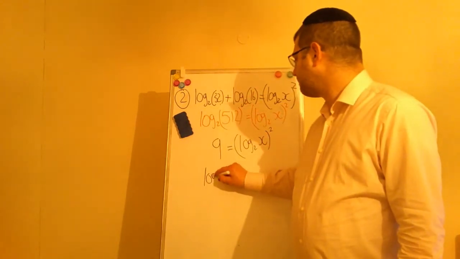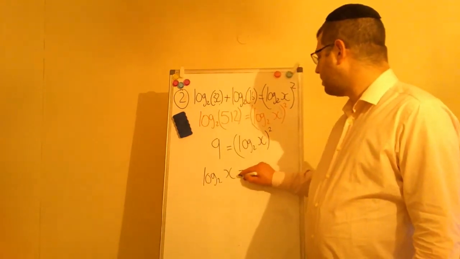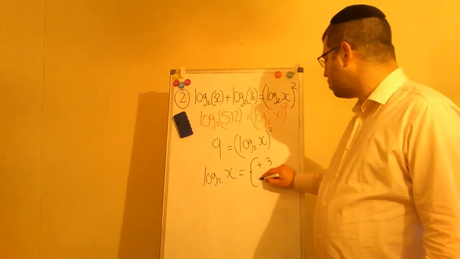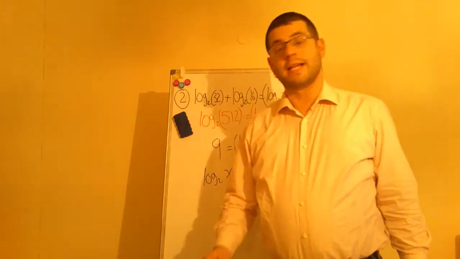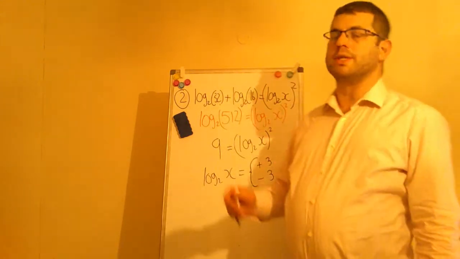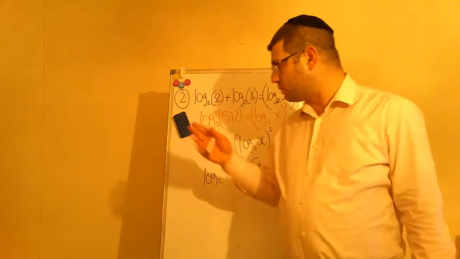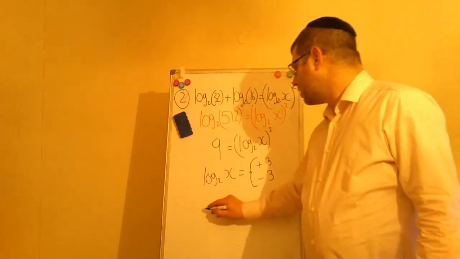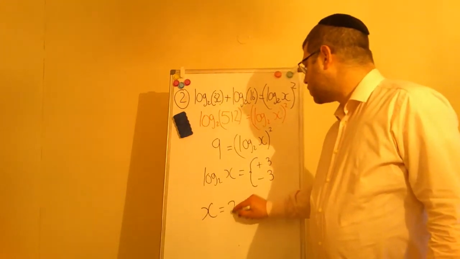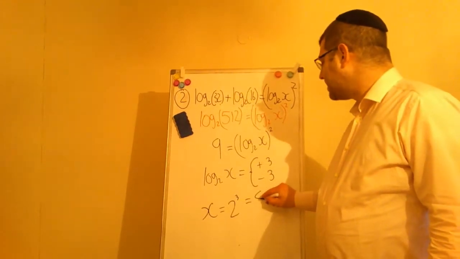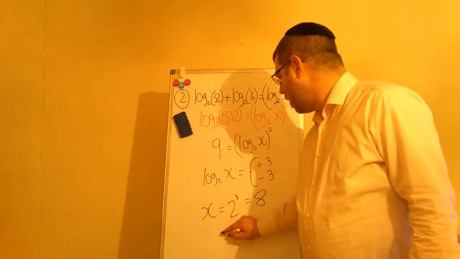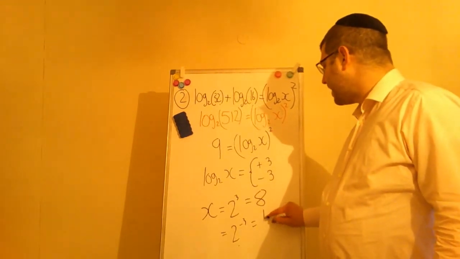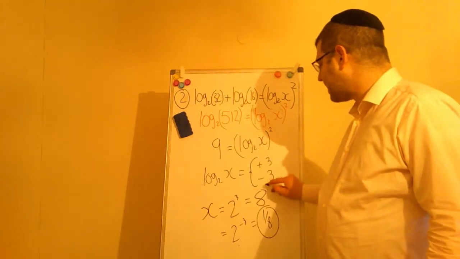So log 2x, I'll write it like this, use a square bracket for the 2 possible values, is plus 3 and minus 3. So let's deal with each of these values in turn. Use the definition of the log to get rid of the log altogether here. What is x? 2 to the power of that is x. So we have x is 2 cubed, which is 8. That's one solution. And also 2 to the power of minus 3 is 1 over 8. That is the second solution.